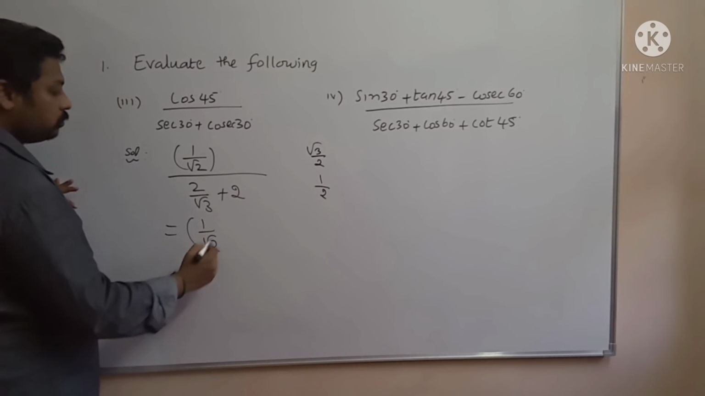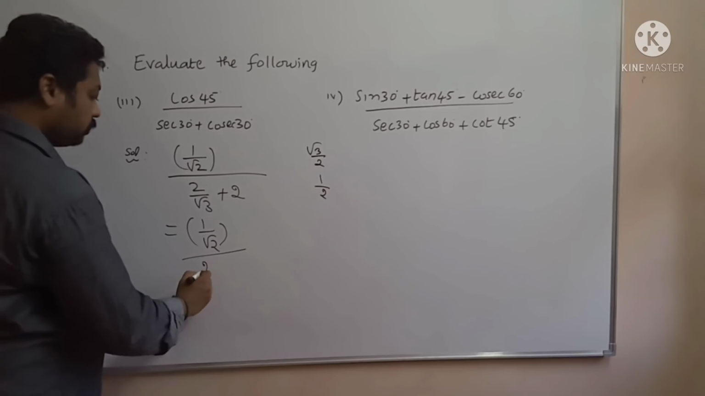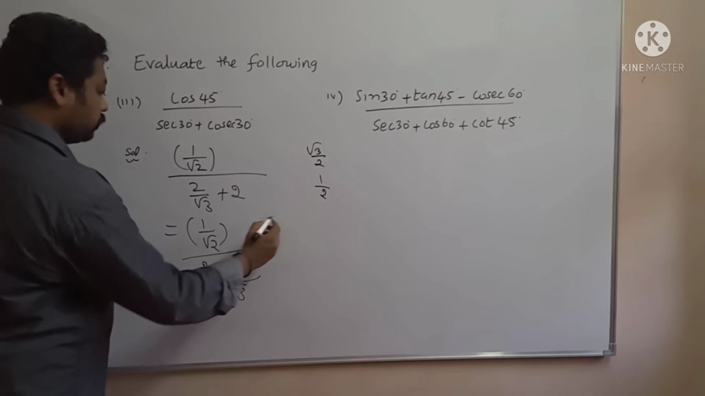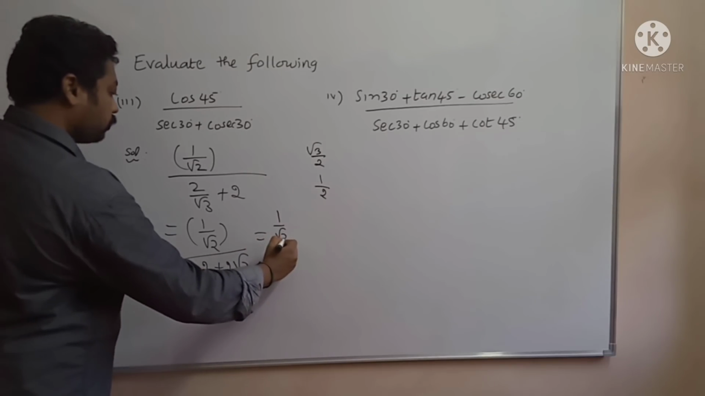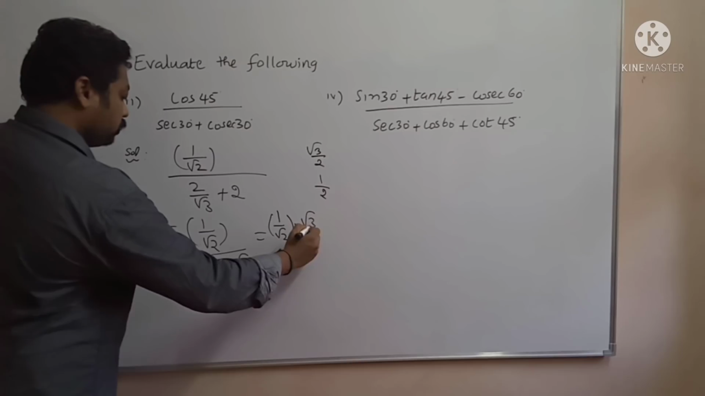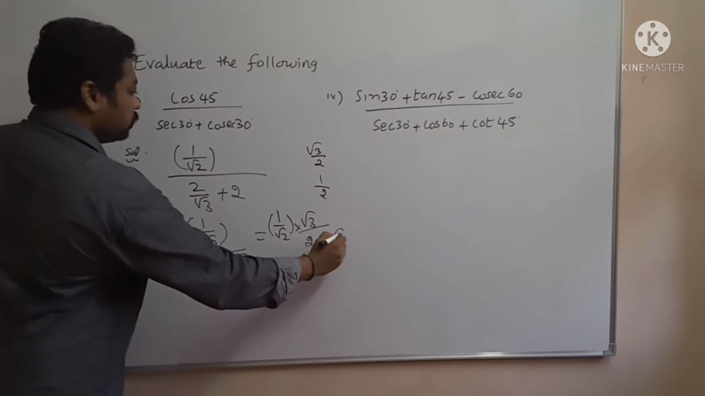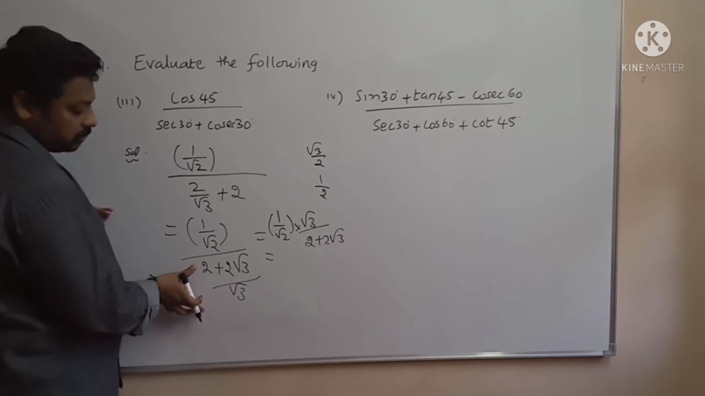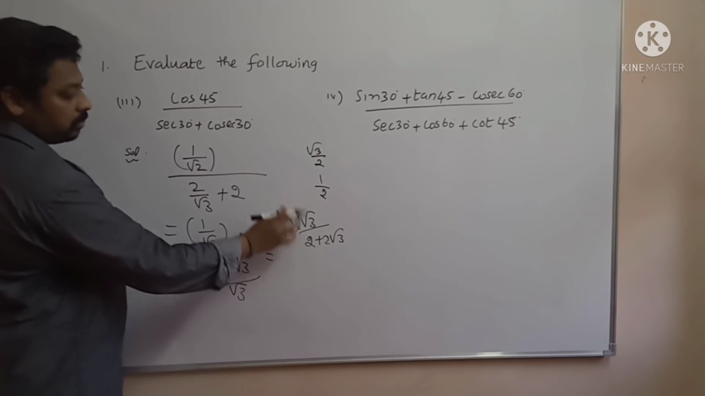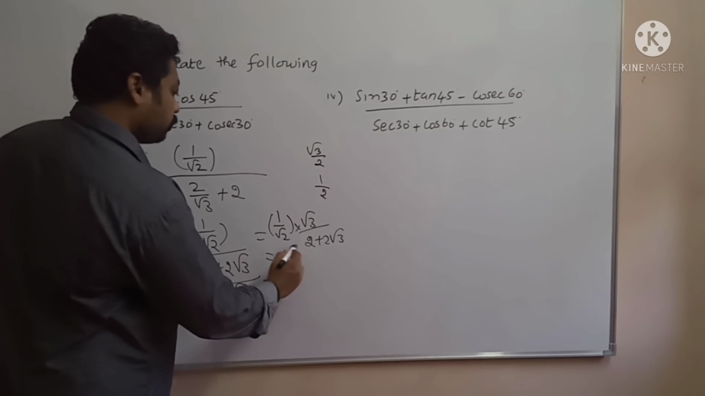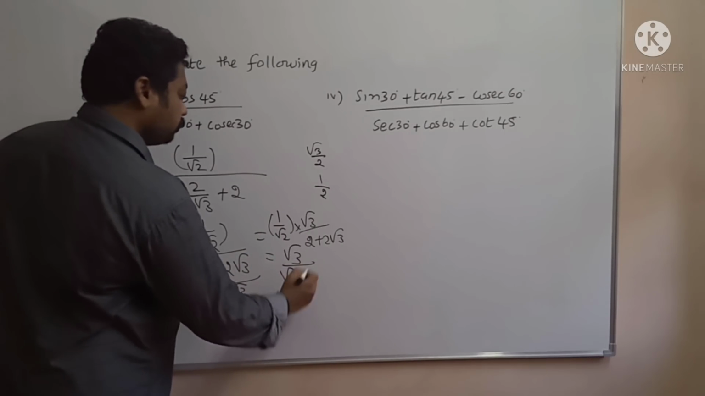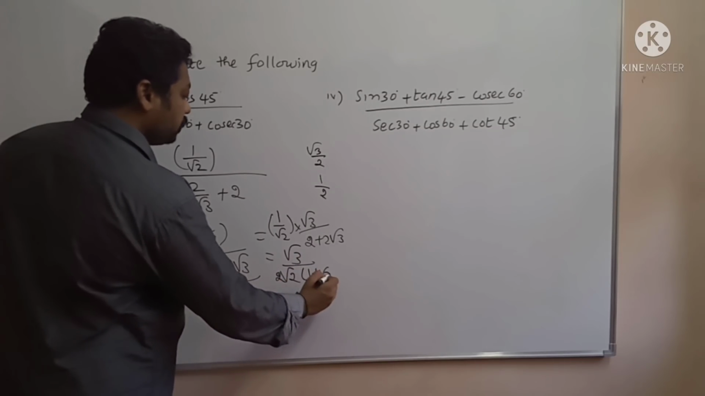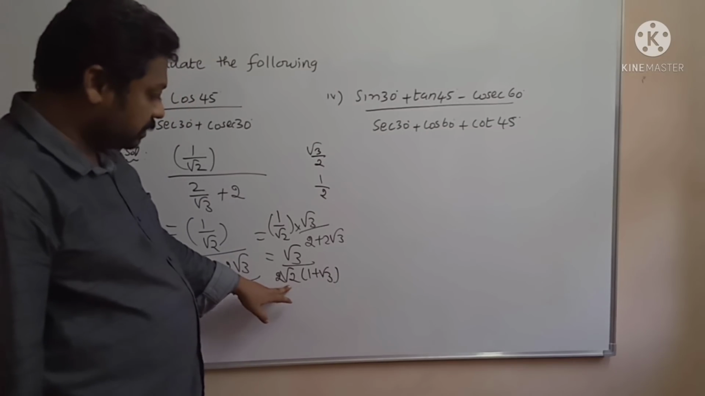So 1 by root 2. So take the LCM, 2 plus 2 root 3 divided by root 3. So 1 by root 2 into root 3 by 2 plus 2 root 3, right? Because division is reciprocal multiplication, so the denominator fraction becomes a reciprocal multiplication. Okay, so root 3 by root 2 into, so from here we can take one 2 outside, so 2 into 1 plus root 3. So now we rationalize the denominator.